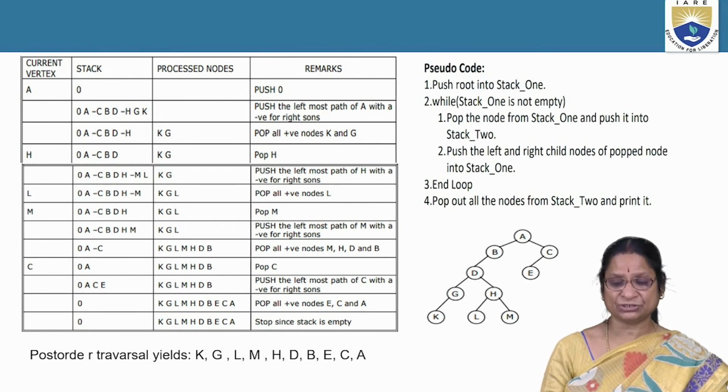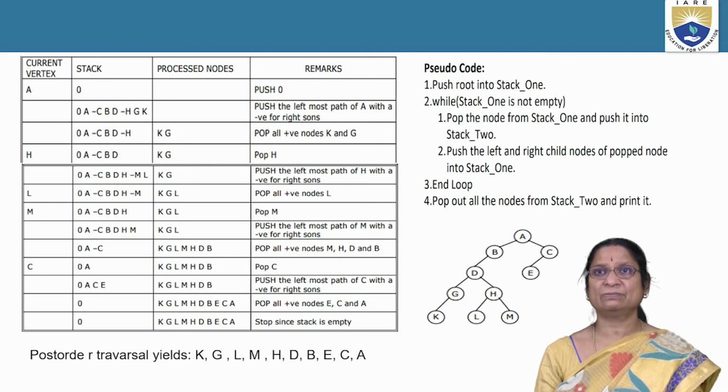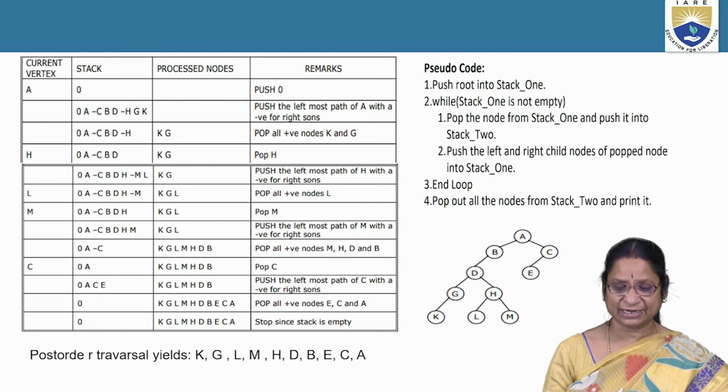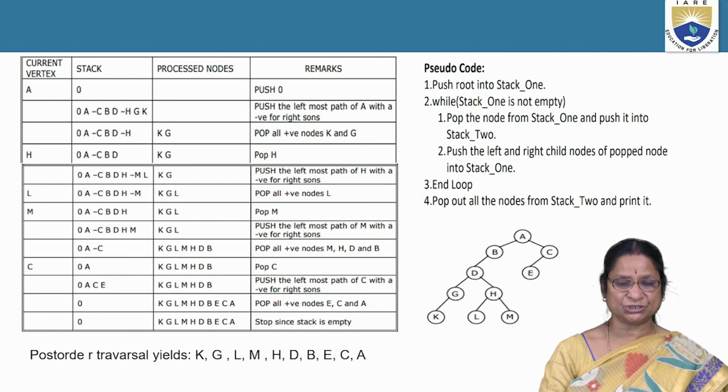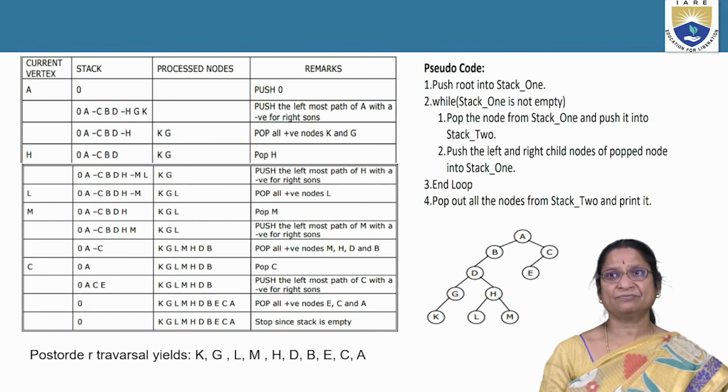Same example: push the root into the stack. While the stack is not empty, pop out. A positive node is not processed yet; I am going to process based on the negative value. When I traverse, I check each node. If the node has a left child, first we push the node. Then if it has a right child, it will be pushed as a negative value.